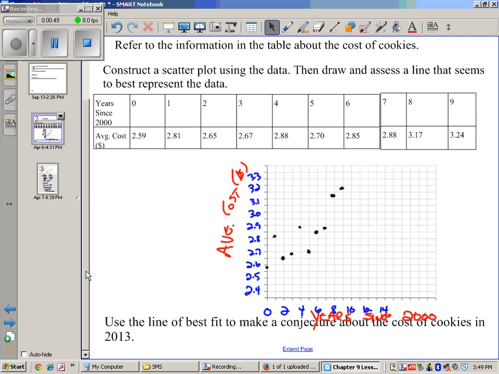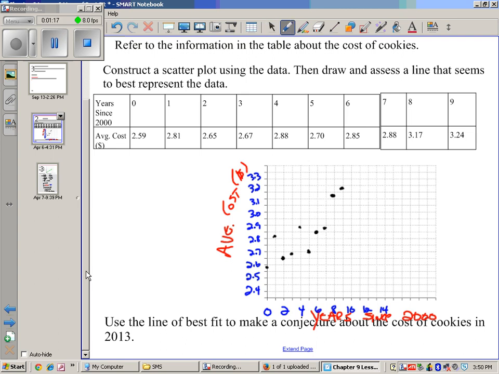Okay, as you can see, I already made my scatter plot, so you may pause the video and construct yours using the years since 2000 as the x-axis and the average cost on the y. Okay, you may pause the video now and then proceed once you are caught up to where I am. Okay, now let's look at what we've done here.